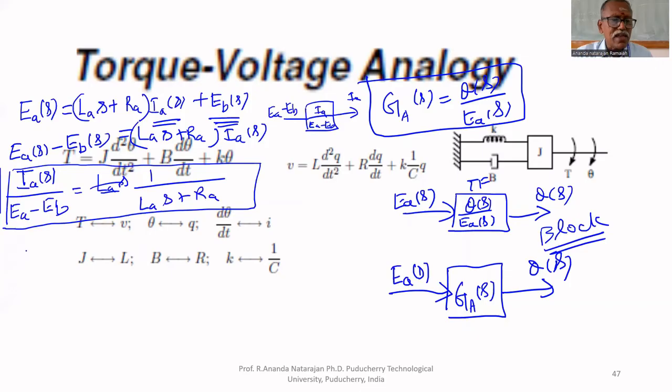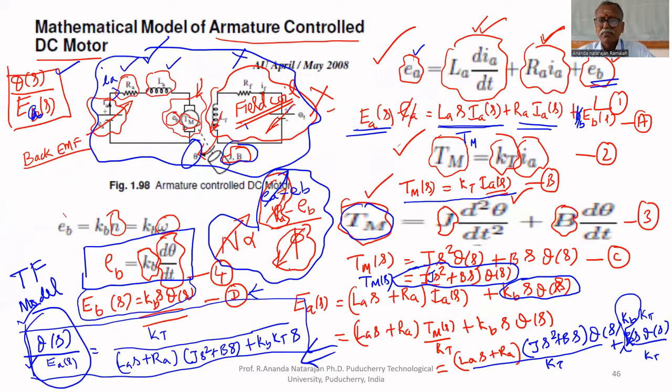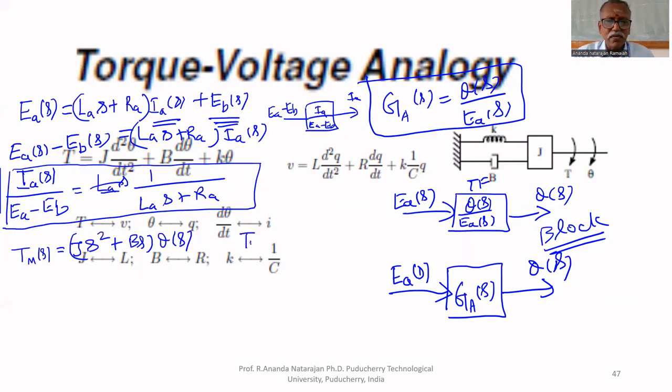Next equation, what is the next equation? Tm of S equal to (J S square plus B S) multiplied by theta of S. Am I correct? Tm equal to (J S square plus B S) theta of S. One more equation: Tm equal to KT IA of S. So what is the transfer function? This is the equation B, this is C. So first let us see C. The input is IA, output is TM. TM of S upon IA of S equal to KT.